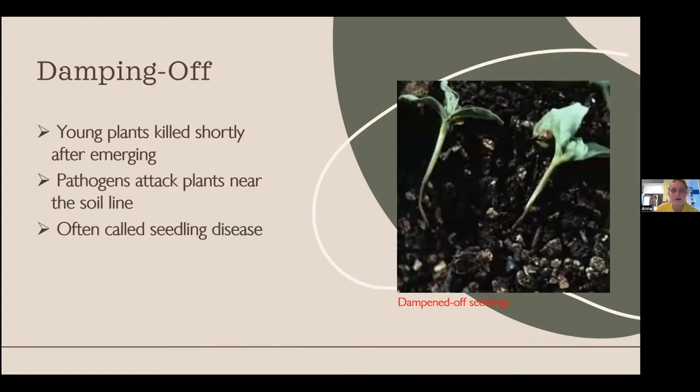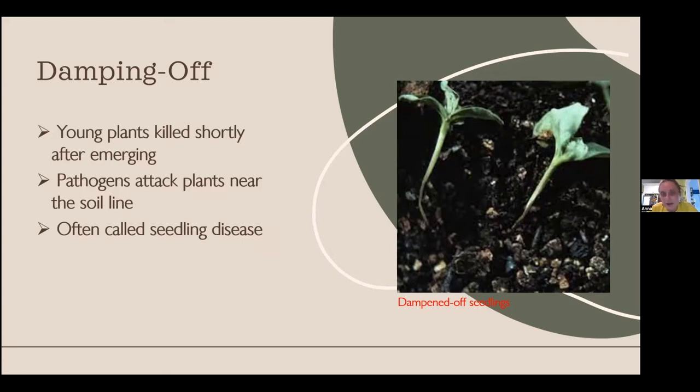Next up is damping off. This is when young plants are killed shortly after they emerge from the seeds. And these pathogens attack plants right at the soil line. So if you look at these seedlings, they look like they might have been cucumbers or something in the cucurbit family.